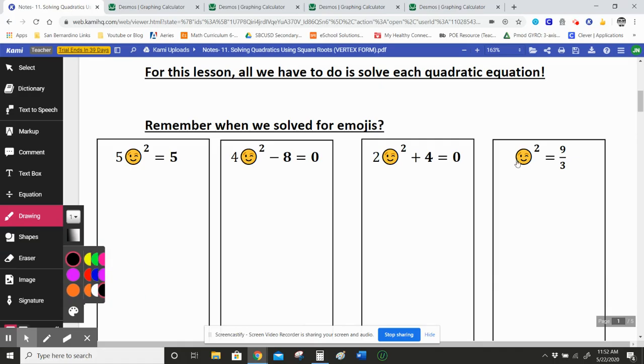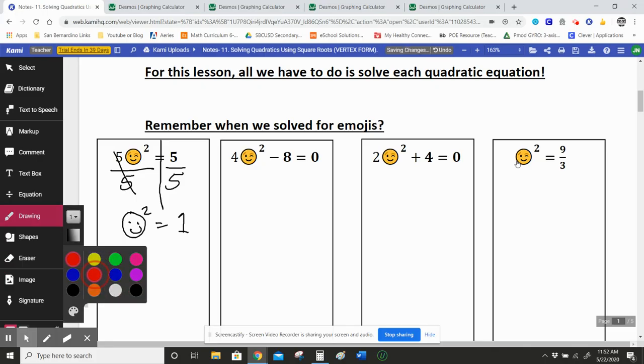So I'm going to refresh your memory on what we should already know about solving equations in general, when we talked about solving for emojis. Let's say I wanted to solve these four equations in terms of emojis, and then we'll come back to the quadratic formulas that we actually need to solve. If I wanted to solve this first one, all I have to do is divide by 5 on both sides. I'm left with this little emoji squared is equal to 5 divided by 5, which gives me 1.